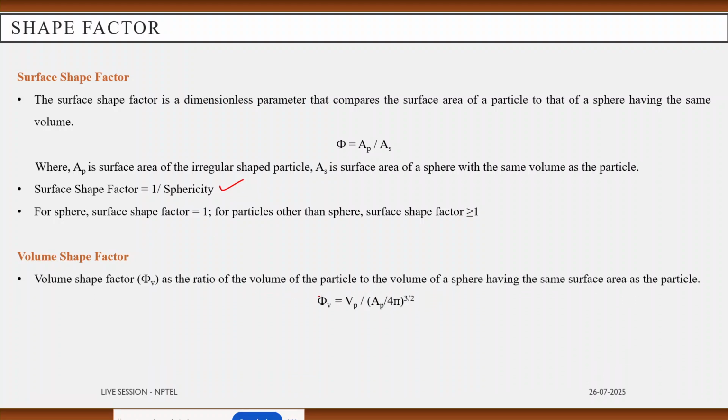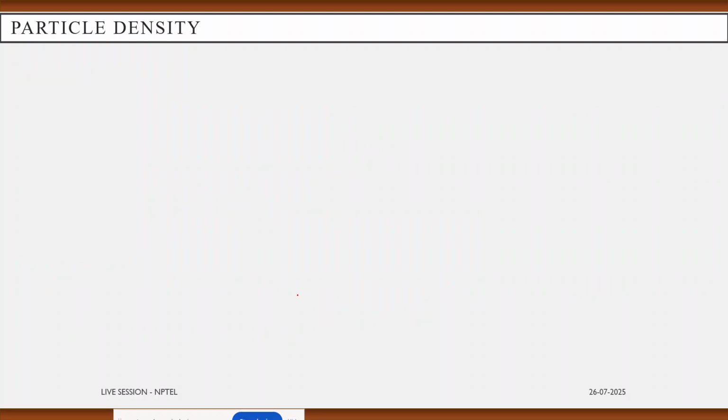Now we define the volume shape factor. It is the ratio of the volume of the particle to the volume of the sphere having the same surface area as that of the particle. So that's why the simplified form of the volume shape factor is like this, where Vp is the volume of the particle and Ap is the surface area of the particle.